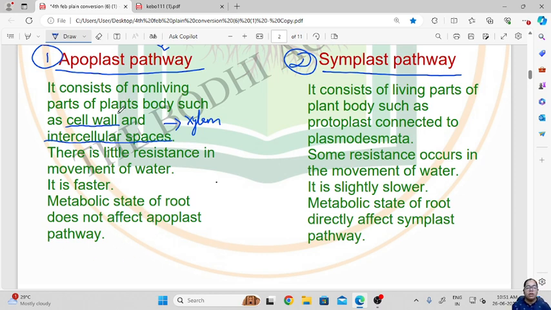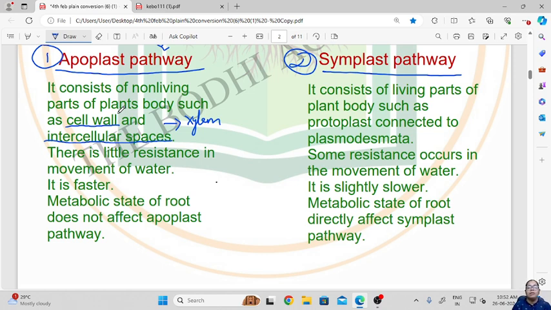So this is how the apoplastic pathway works. It consists of the non-living parts of the plant, such as the cell wall and the intercellular spaces, that will help in carrying the water, and through these parts the water will reach the xylem.